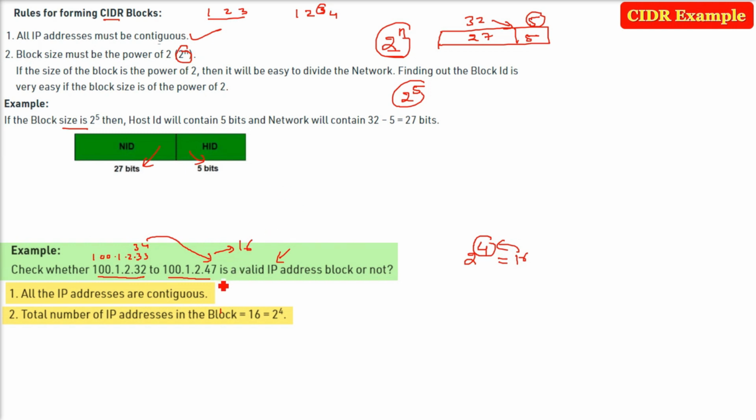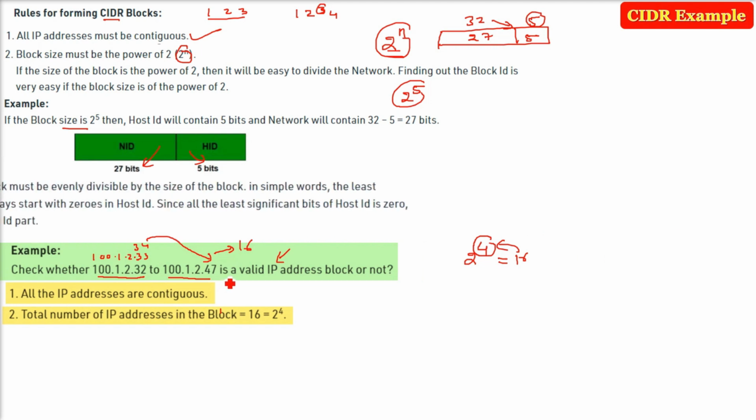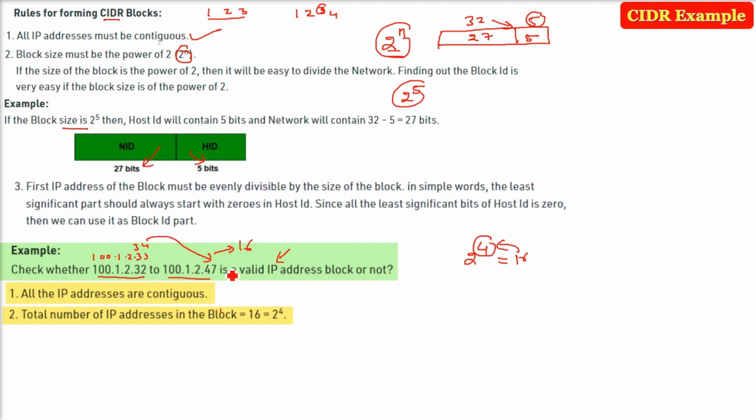Now, this 2 to the power 4, that is this 4 is what? 2 to the power 4 is 16. That is, it is of the form 2 to the power n. The third rule is the first IP address of the block must be evenly divisible by the size of the block. What does it mean? The least significant part should always start with zeros in the host ID. Because all the significant bits of the host ID are 0, then we can say that this is the block ID part.